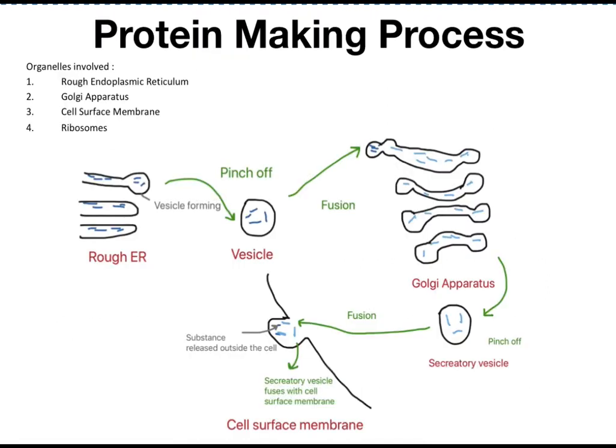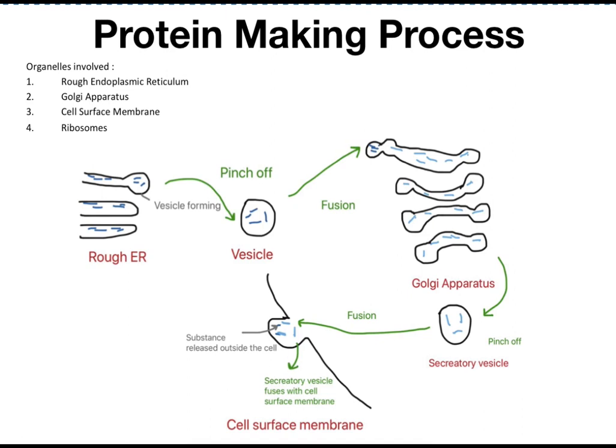Here is the protein making process. It consists of four organelles: rough endoplasmic reticulum, Golgi apparatus, cell surface membrane, and ribosomes. Ribosomes bound on the rough endoplasmic reticulum will first synthesize proteins, and these proteins will then be in the rough endoplasmic reticulum for modification, where they are allowed to fold into a specific 3D conformation.